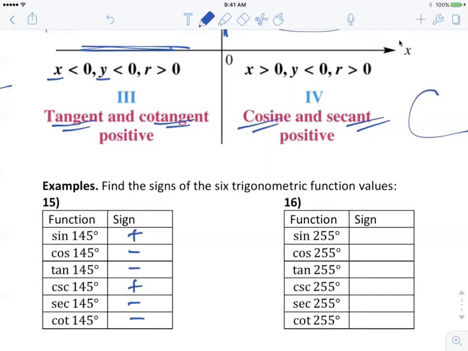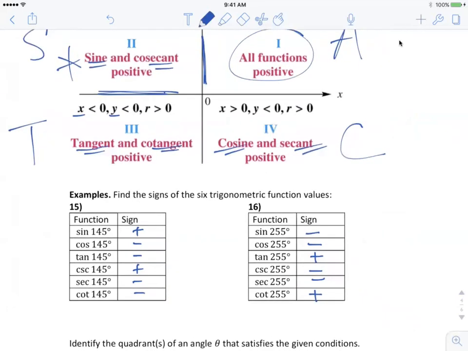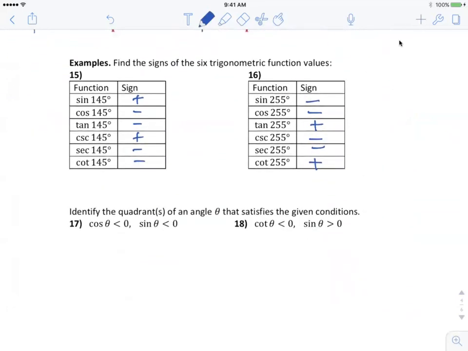How about 255 degrees? 255 is past 180, but not past 270. So between 180 and 270, that's quadrant 3, where tangent and cotangent are positive. So tangent positive, cotangent positive, everything else negative. Okie dokie.